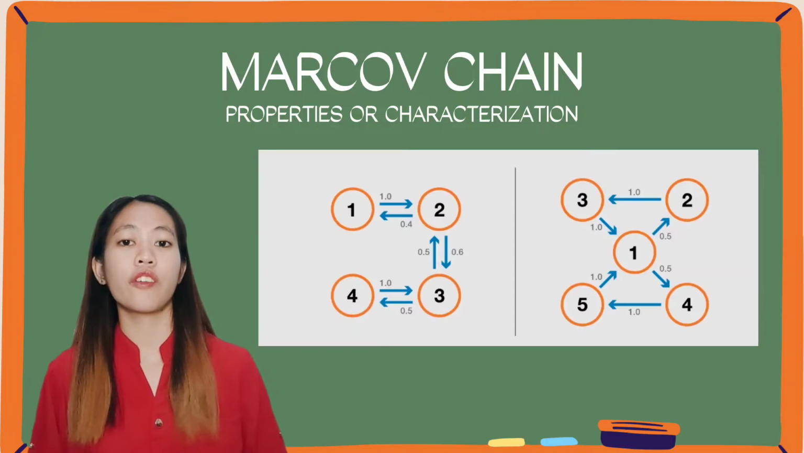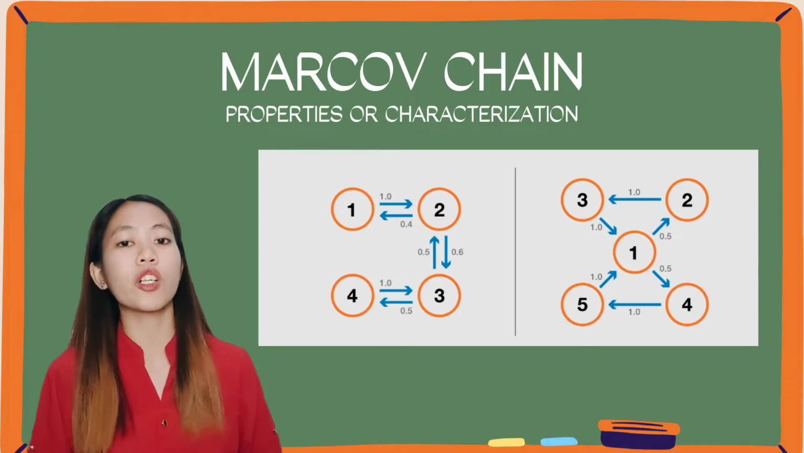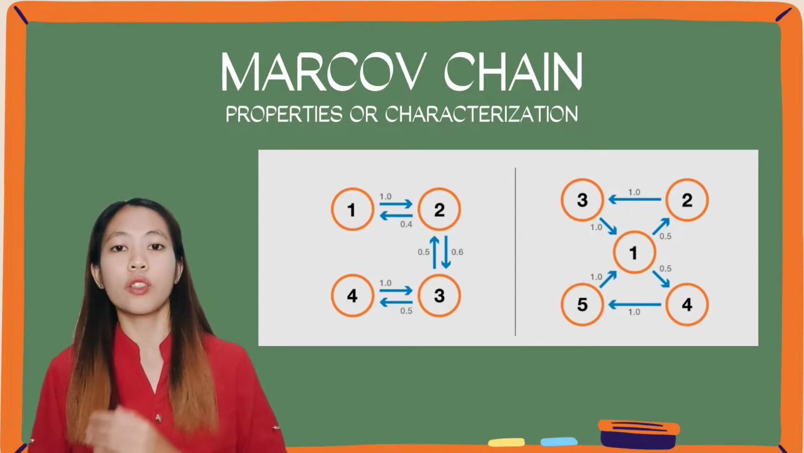Second is the illustration of the periodicity property. The chain on the left is 2 periodic. When leaving any state, it always takes a multiple of 2 steps to come back to it. The chain on the right is 3 periodic.